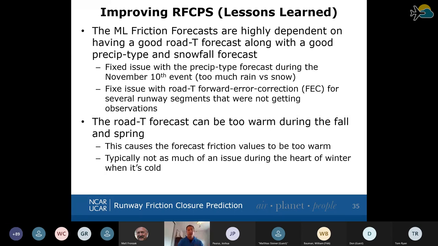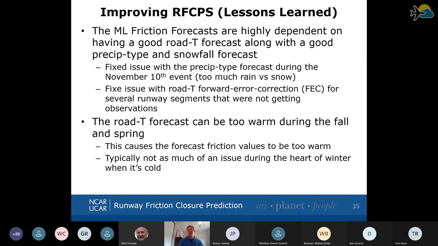So this was great to be able to look at, and I really appreciate Josh and his support through the winter. The ML friction models are highly dependent on both having a good road T forecast and also a good precip type and snowfall forecast, as you would imagine. And as I mentioned, after looking at the October event and the November event, we realized we had a bit of an issue with the precip type.